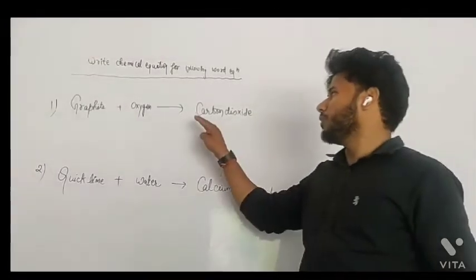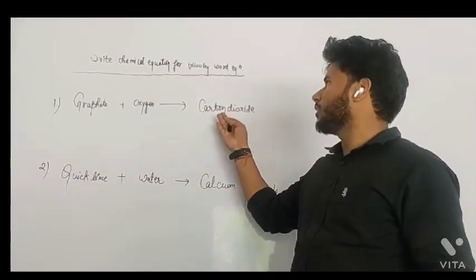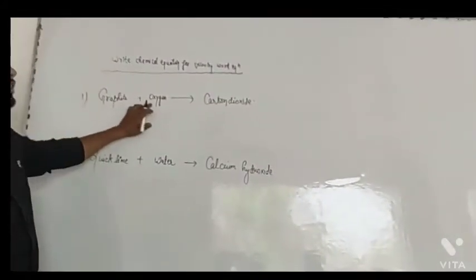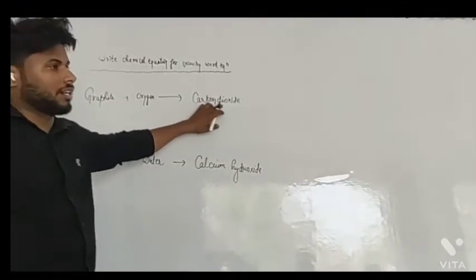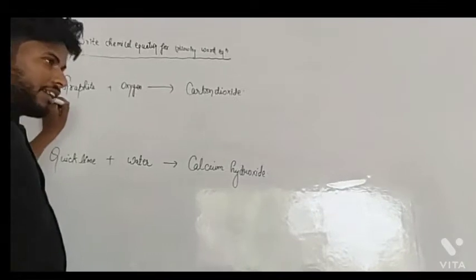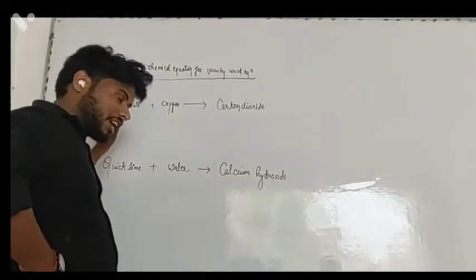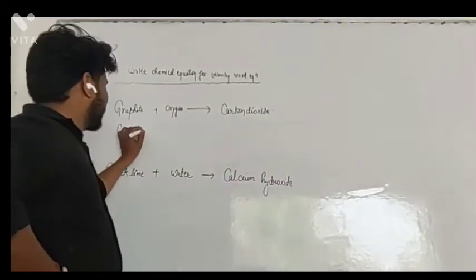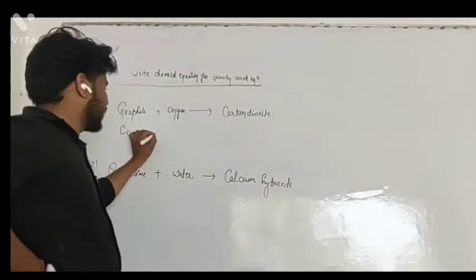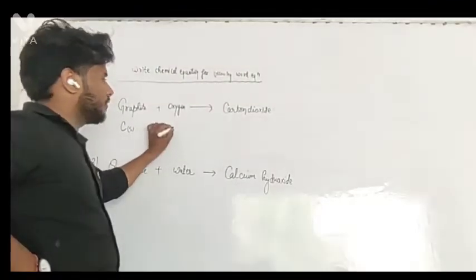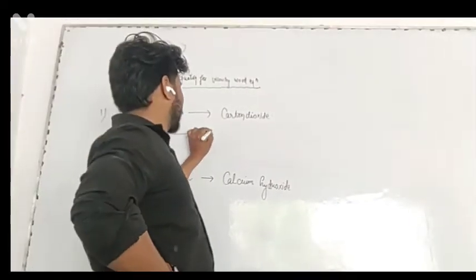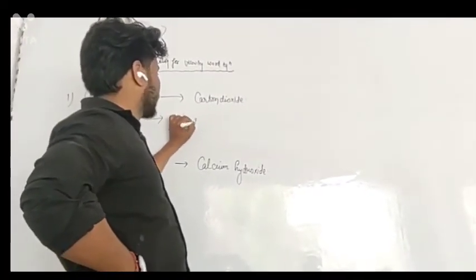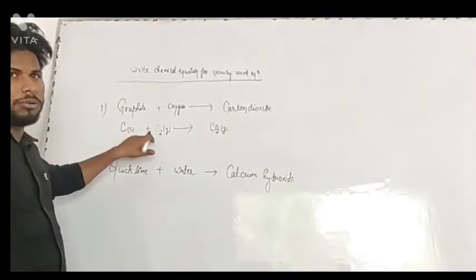First of all, we are going to convert the given word equation into the symbolic equation. The first question is that when graphite reacts with oxygen, it will form carbon dioxide. Since graphite is made up of carbon, it is in solid state. Okay, and if this graphite reacts with oxygen, that means it has O2 molecule in gaseous state. So it will form what? It will form carbon dioxide, that is CO2, which is in gas state. So this is how we can convert this given word equation into the symbolic equation.